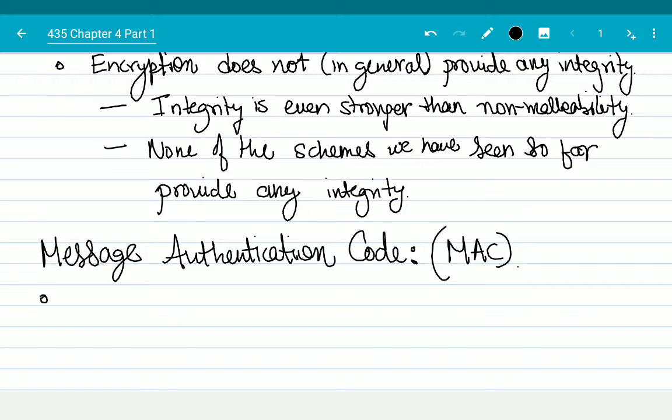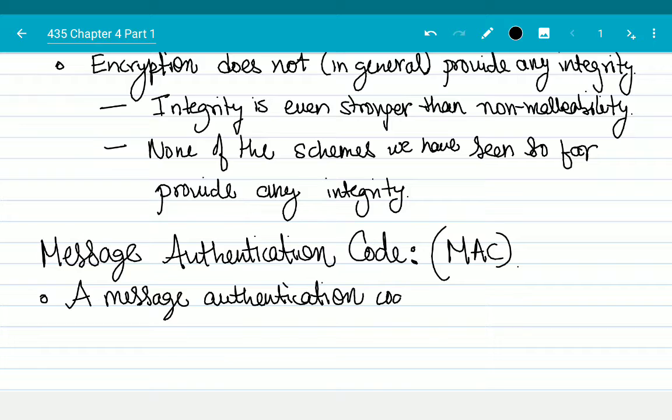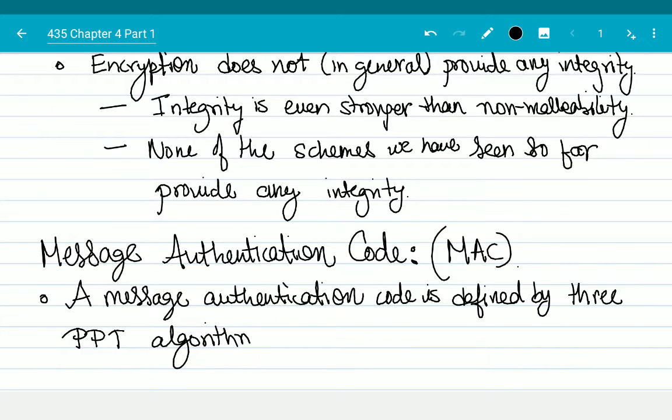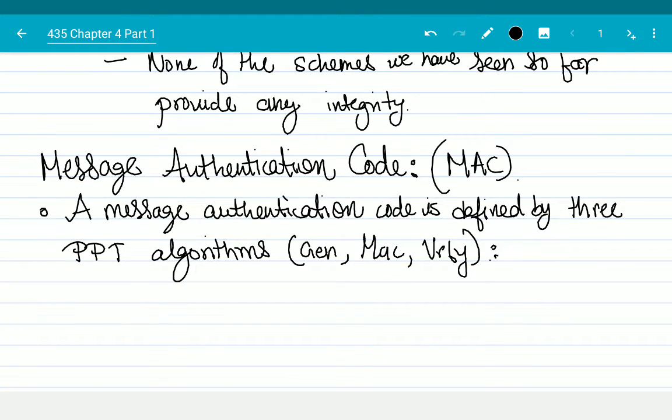So a message authentication code is generally 3 algorithms. A message authentication code is defined by 3 probabilistic polynomial time algorithms. So generator, MAC, and verify. Okay. Similar to our encryption algorithm, which is generator, encryption, decryption, we have generator, MAC, verify.